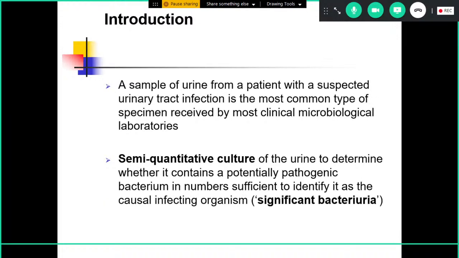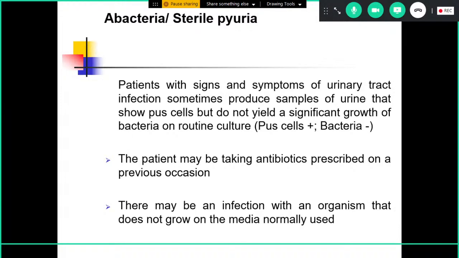Now, before we actually go on to the sample collection and transportation for laboratory diagnosis, just a few terms that you may come across: abacterial or sterile pyuria. That is, patients with signs and symptoms of urinary tract infection sometimes produce samples of urine that show pus cells but do not yield a significant growth of bacteria. That means pus cells positive and bacteria negative. This could be seen in many conditions.